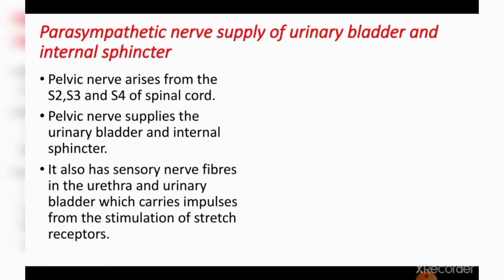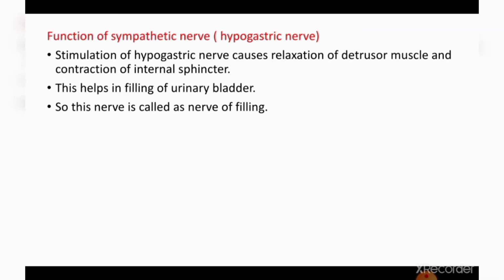The functions of the sympathetic nerve, that is the hypogastric nerve: whenever the hypogastric nerve is stimulated, it causes relaxation of the detrusor muscle and contraction of the internal sphincter. We can imagine what will happen if the detrusor muscle is relaxed and the internal sphincter is contracted. This helps in filling the urinary bladder.